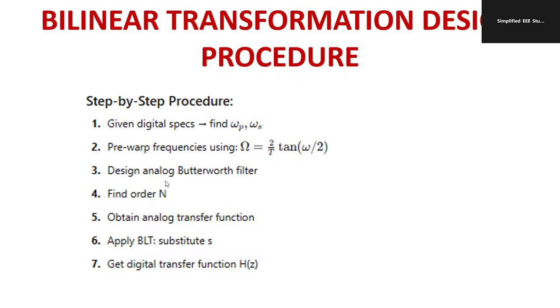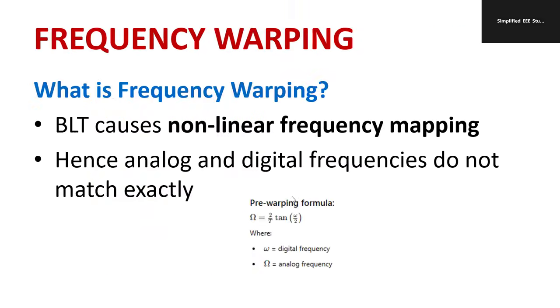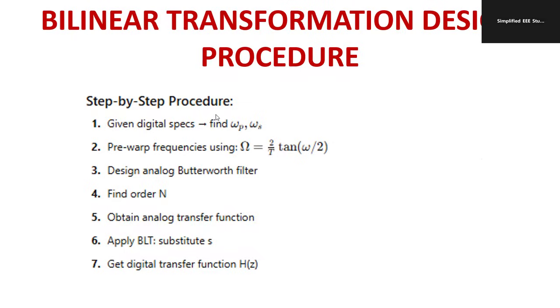Then design the analog Butterworth filter. That is step number 3. Compute the filter order. Step number 4. Finding the analog transfer function. Step number 5. Apply the BLT. The transformation you should apply. Get the transfer function, ultimately H of Z. So the S domain will be converted into the Z domain. That is actually called the BLT.